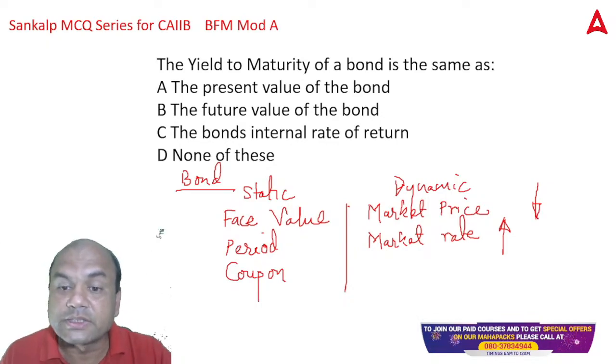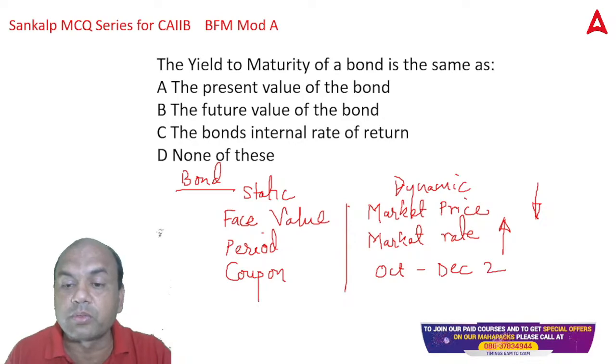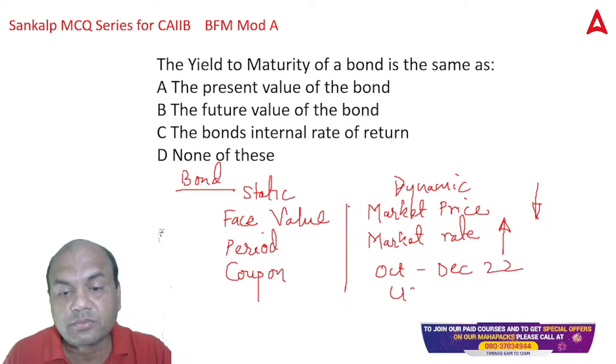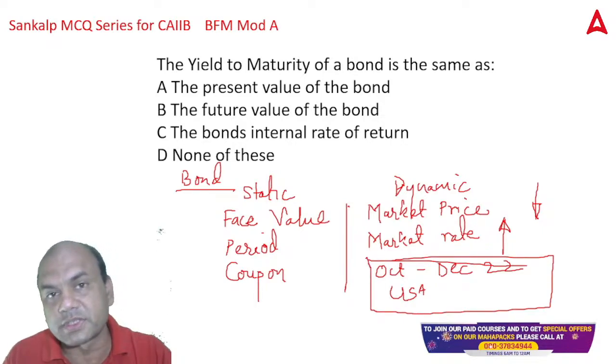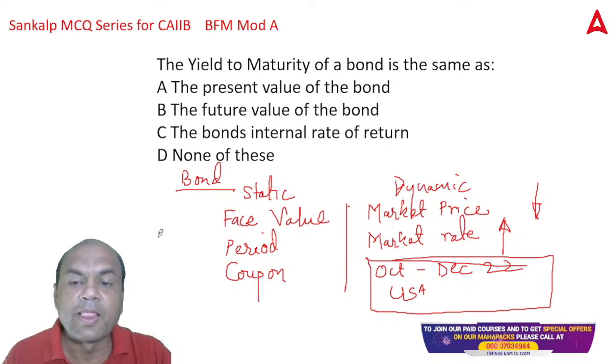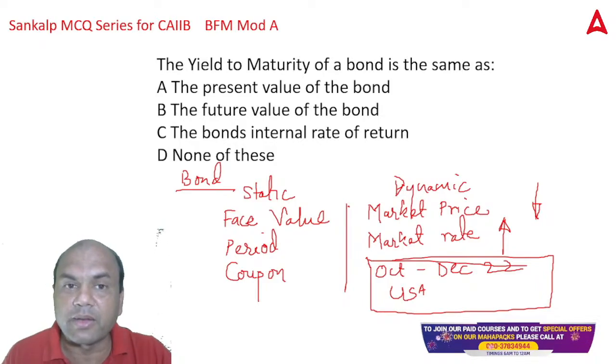You saw this scene in October to December 22 in USA. You can check right now also. Go on Google and check October to December 22 bond rates of USA. You'll find the same problem. The market rates were going up and the market price was going down. Now what is the question? But where is this YTM? YTM is nowhere over here. So this YTM is called the market rate.